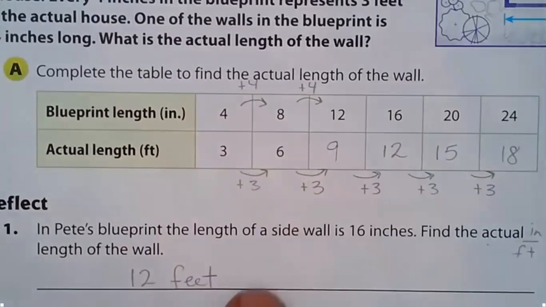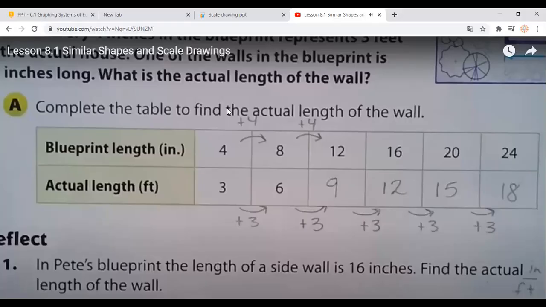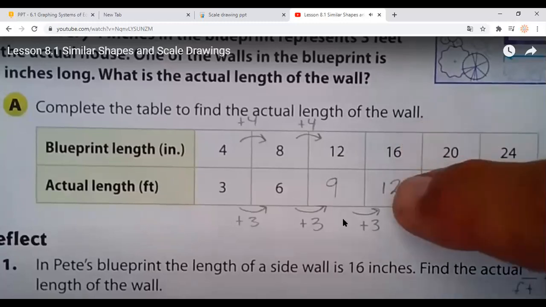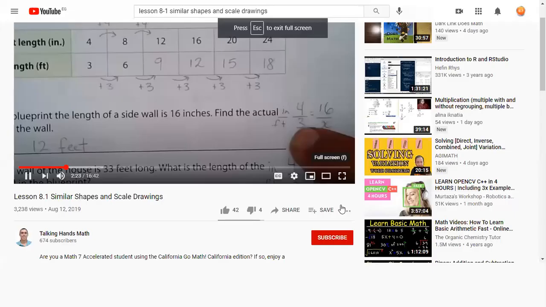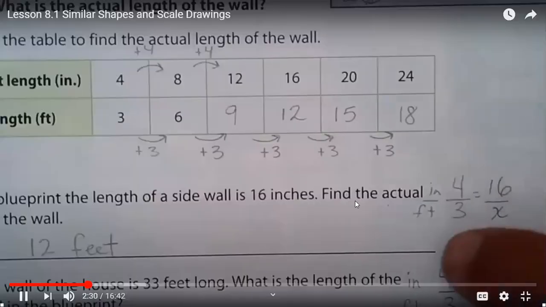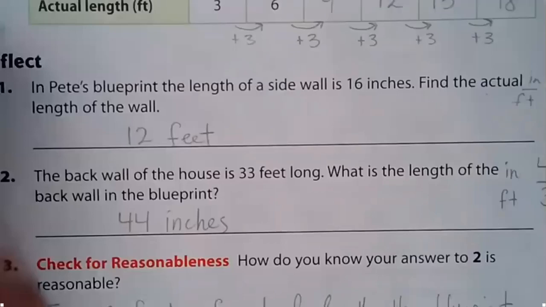In this blueprint, the sidewall is 16 inches long. How many feet is that? Well, we can look here. 16 inches long is 12 feet. What you could also do is see that 4/3 is our scale right here. If I multiply 4 times 4 is 16, I'd have to multiply 3 times 4, and that is our missing variable, 12.